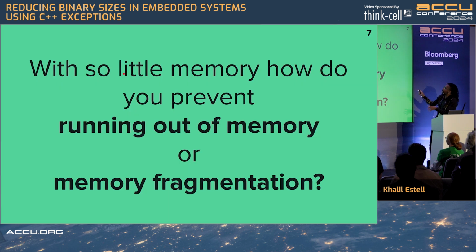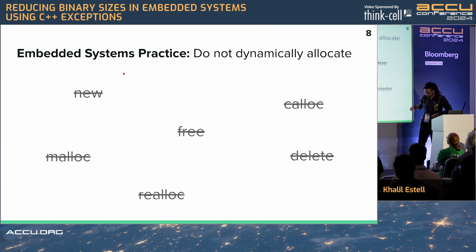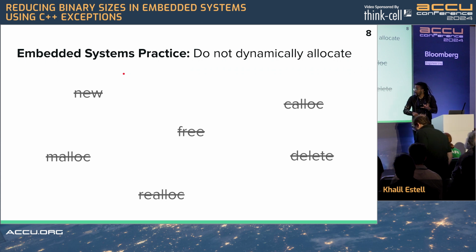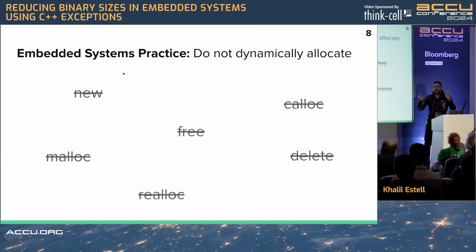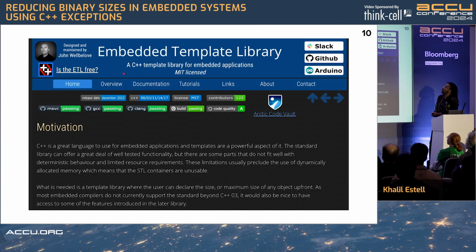With so little memory, how do you prevent running out of memory or memory fragmentation? The answer is that you just don't dynamically allocate. You just omit that from your entire code base. So there's no new, there's no delete. There's also no free, malloc, realloc, calloc. None of those things exist. Because those things don't exist, we also don't have string, vector, unique pointer, unordered map, shared pointer, none of those things. Anything that allocates, we omit from our code. But if you did want some of these things, you could use the ETL, the Embedded Template Library. This provides a lot of the containers that you would normally need, except you statically bound their size.